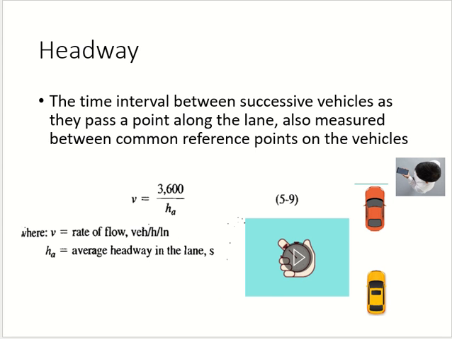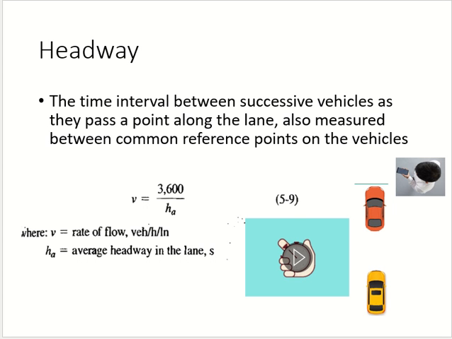Then we have headway. Headway is again between a pair of vehicles, and it is the time taken from one vehicle to another vehicle to cross a point, again for a common reference. Time between the first and the second vehicle to cross a point for a common reference. Okay, so let's say this guy is here, this is the observation point.